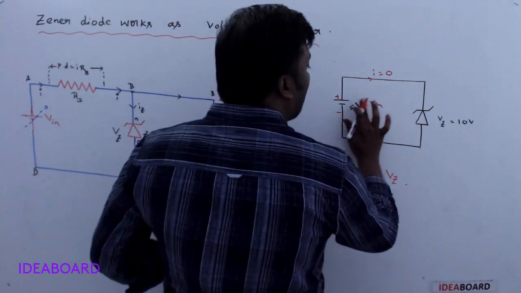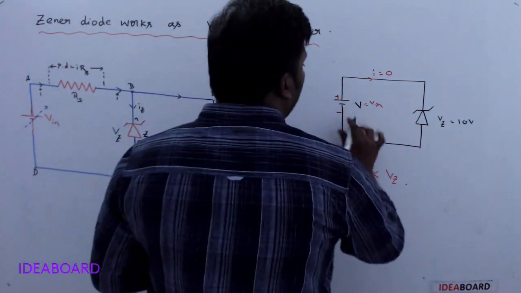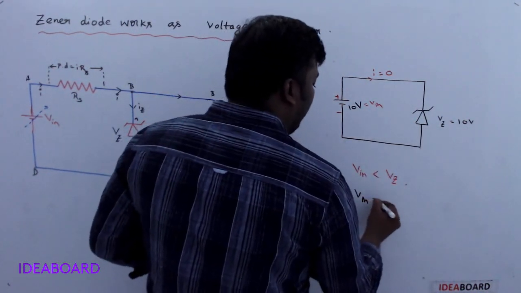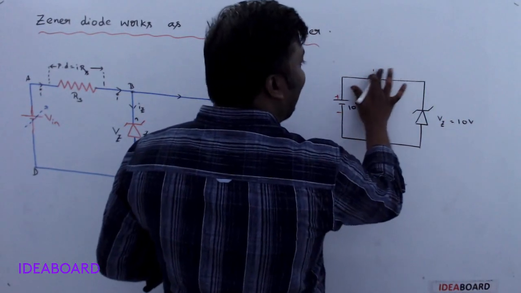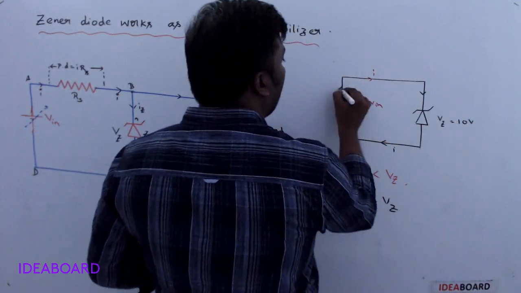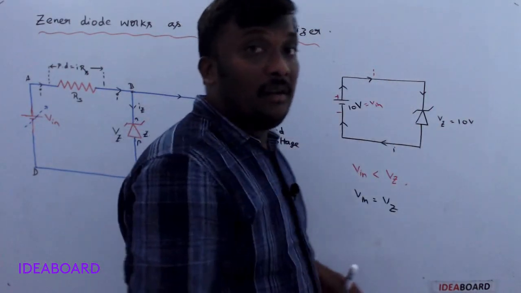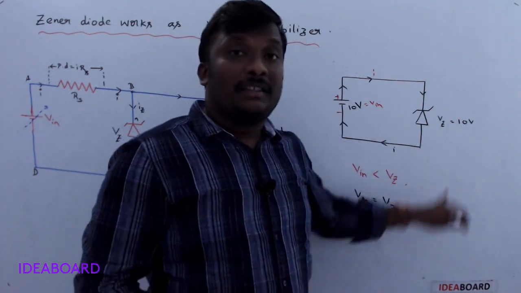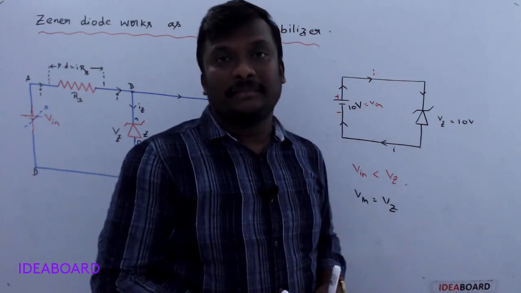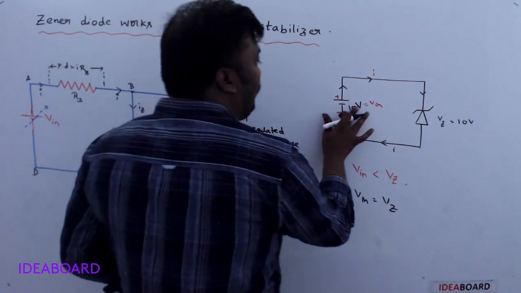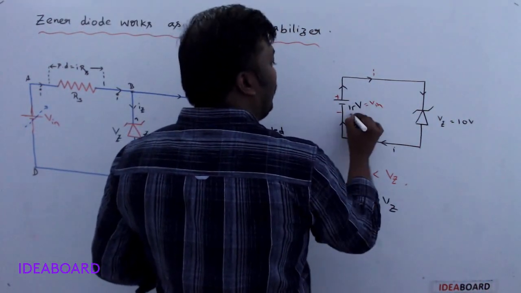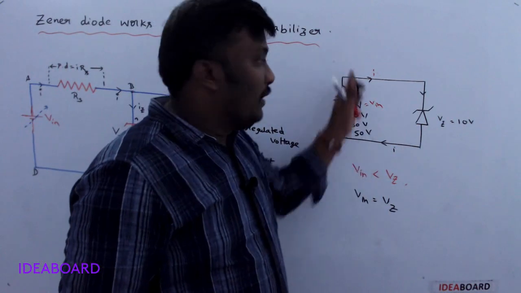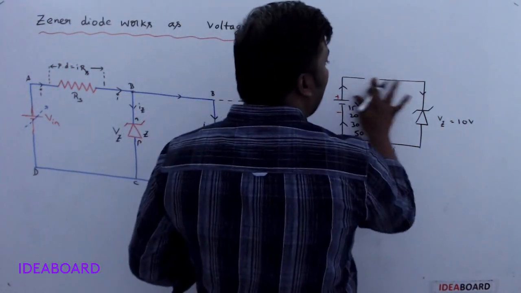If suppose V input is equal to 10 volt, then what happens? Vz is now equal to Vin. Due to that, current flows through the circuit. If the Vz value is equal to the V input, current passes through the circuit because it reaches the Zener breakdown voltage. So saturation current is there. Now the value increases from 10 volt to 15 volt, 20 volt, 30 volt, even 50 volt. If you increase the input voltage, then what happens here?